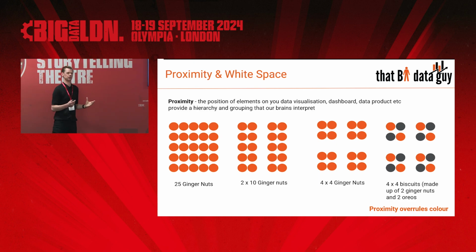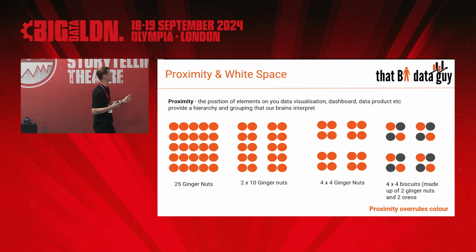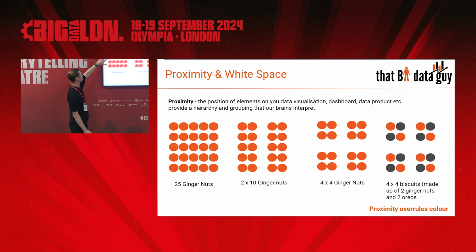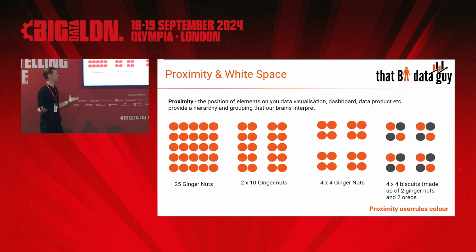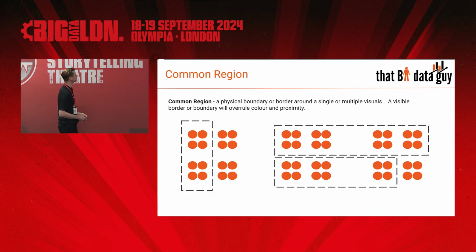Proximity and white space. So again, white space on your dashboards, that is key. Yeah, don't overcram it because you can, and you don't need borders and things. So here you've got 25 biscuits. Yeah, I'll eat them all. Here you've got 2 sets. So which one am I going to choose? And just by some white space, you're dividing it and giving things a natural order.